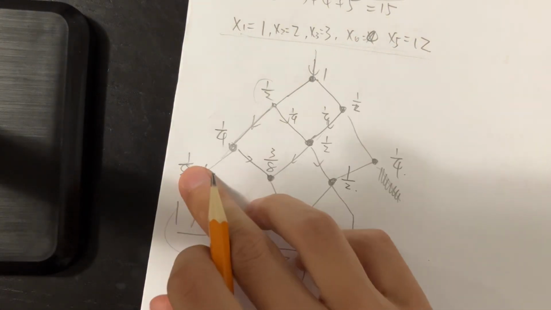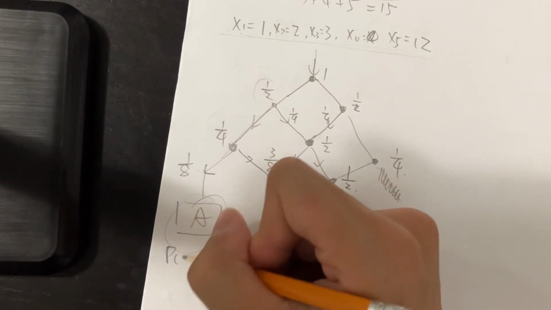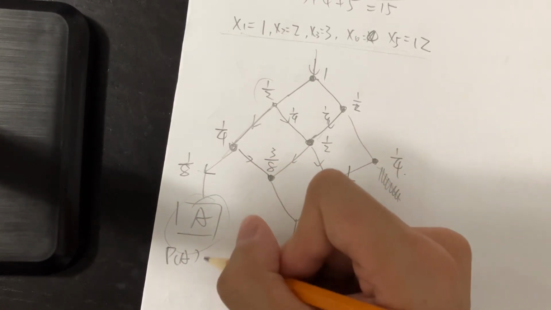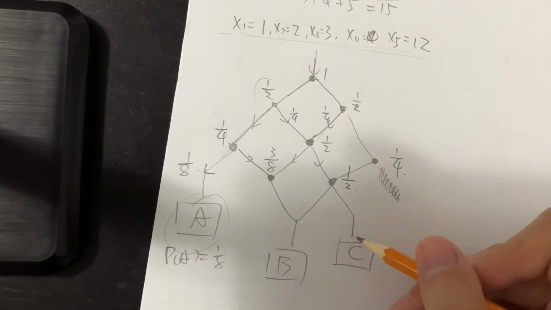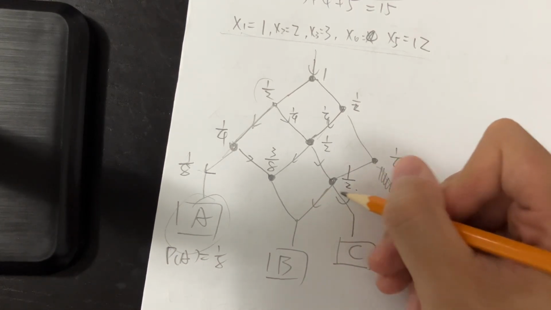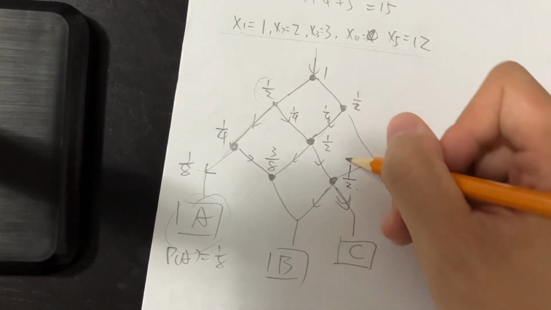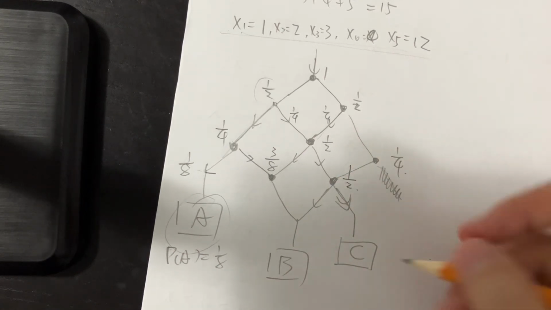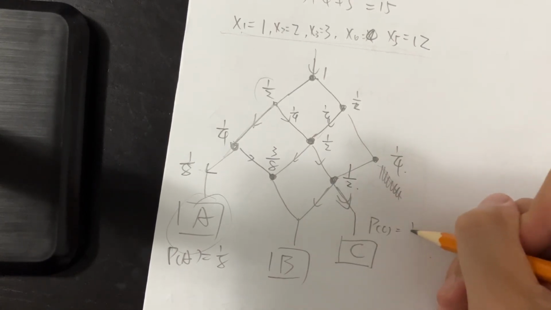This is just 1/8. We've already got it, right? So PA is 1/8. And how about PC? Okay, let's see. PC is not 1/2 because it's a half chance. And PC would be half of this. That is half of 1/2. So PC would be 1/4.